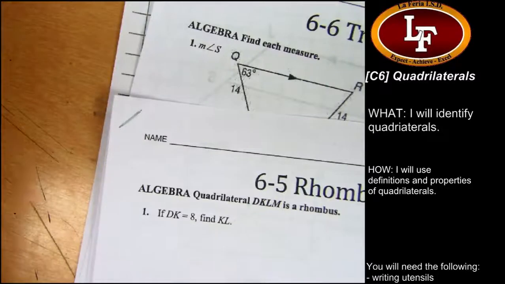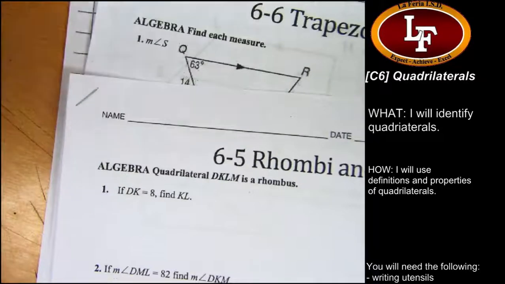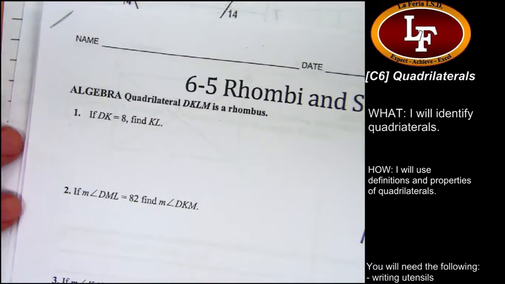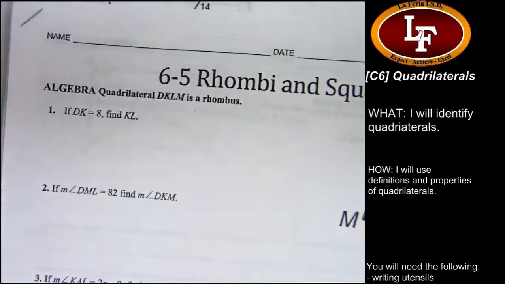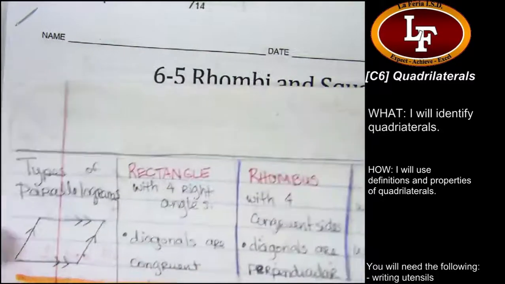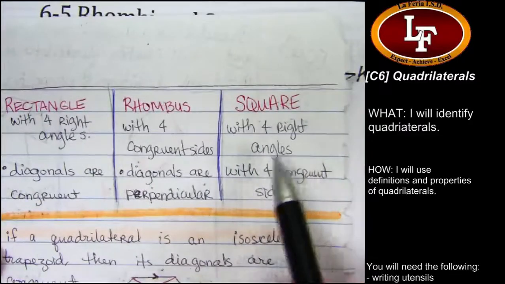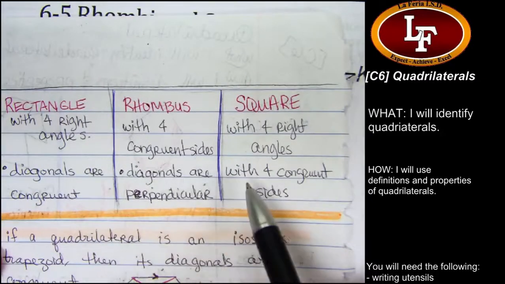Welcome back. We're doing the walkthrough on 6.5, rhombuses and squares. So again, we're going to be using our notes, and this time we're going to be looking at the properties of the rhombus and of the square.